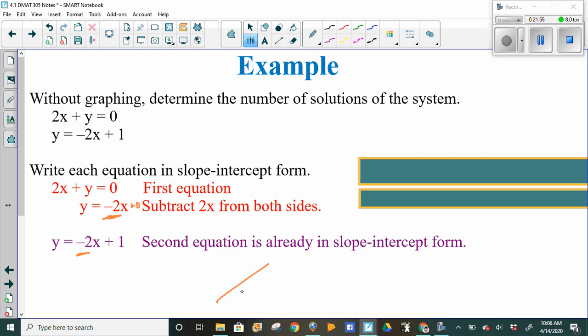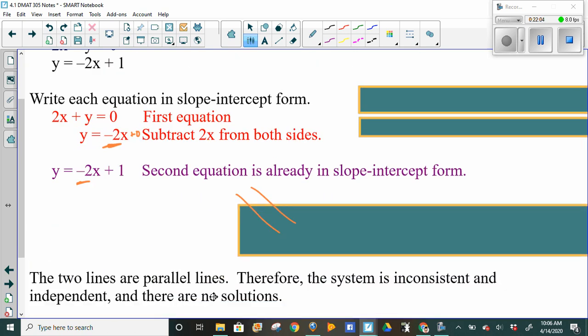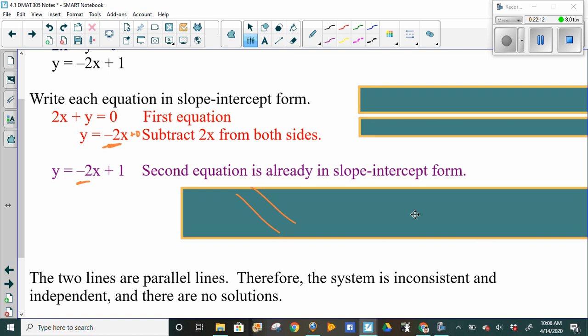So they're just going to be parallel lines. So the two lines are parallel, therefore the system is inconsistent and independent, and there are no solutions. Parallel lines have no solutions.